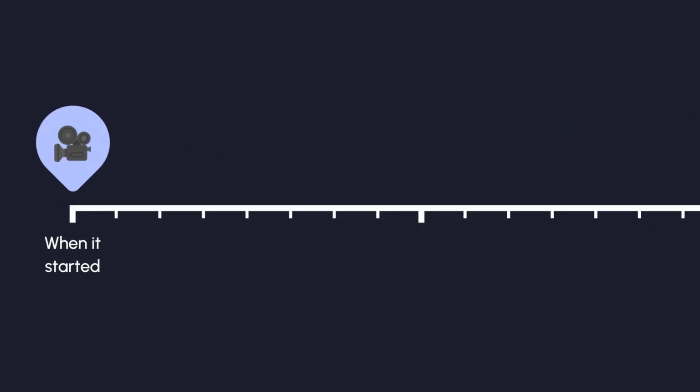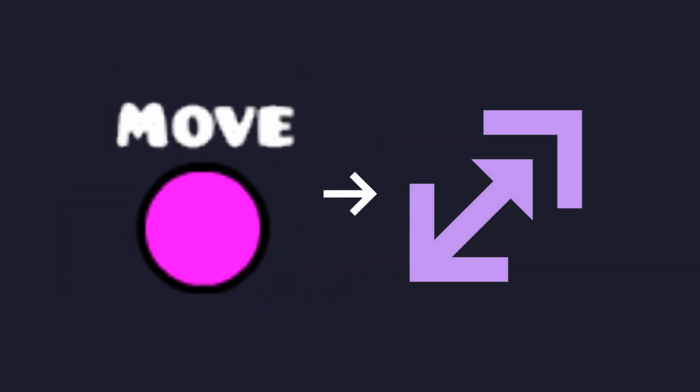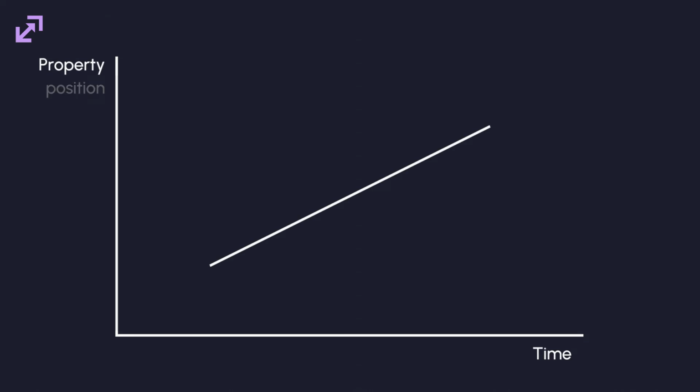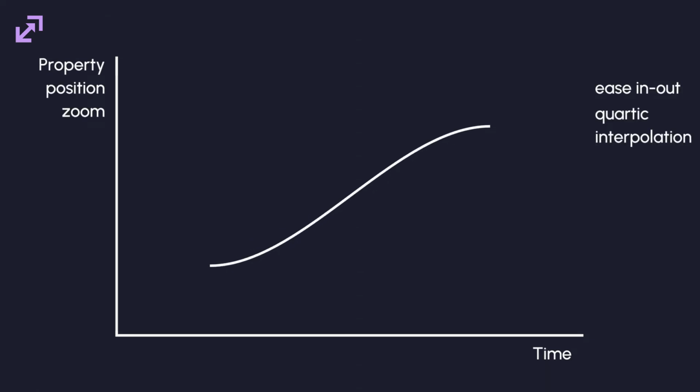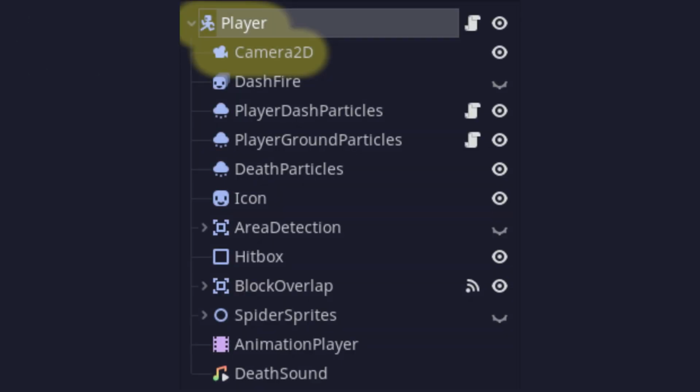This all started when I fixed the camera system. I need to quickly explain how triggers work before explaining the old camera system. Triggers work using tweens, which animate a property, like the position and zoom, with a given easing and transition. They can animate any object, as long as it's in the scene, so the camera used to be a child of the player, meaning that it shared its position.